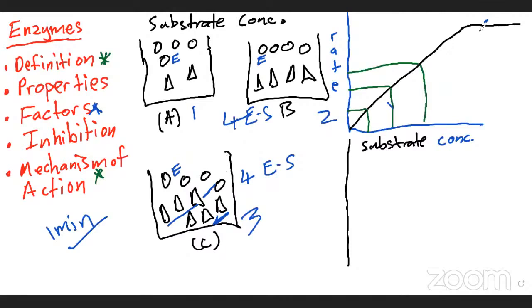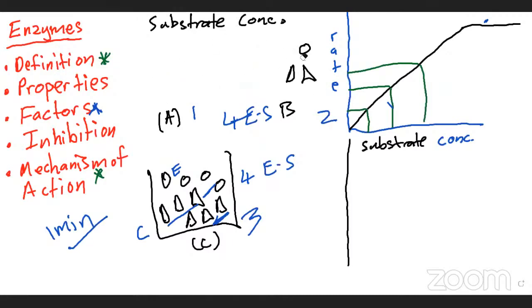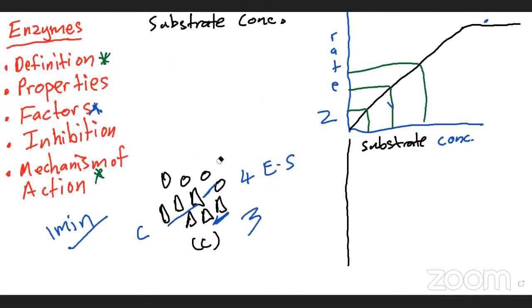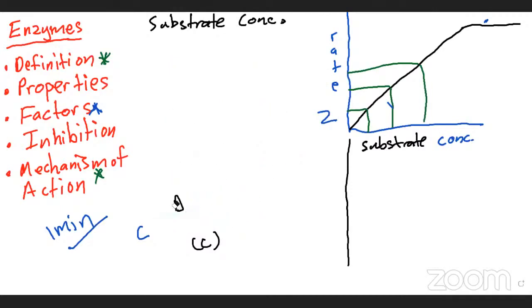All right. So for this flat line up here, it would be in container C, where you have 4 enzymes, but you have more substrate. But the rate cannot go any further because all the active sites are used up. All right, so that was the correction. You keep the enzyme constant and you increase the substrate. All right, so state the effect.